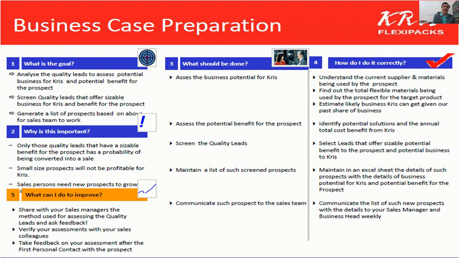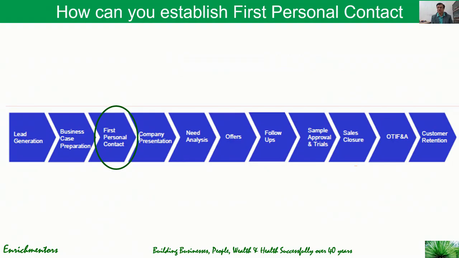So once you have such screened leads or prospects identified from 100, supposing you get down to 60, you identify that 60 of them have the right size of business for you and benefit for the client. The next step is to establish a personal contact. So how do you go about establishing a personal contact? Any thoughts? Want to think about it? Come back. And what is personal contact?